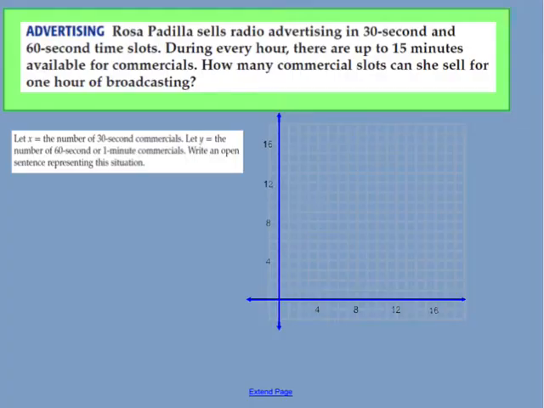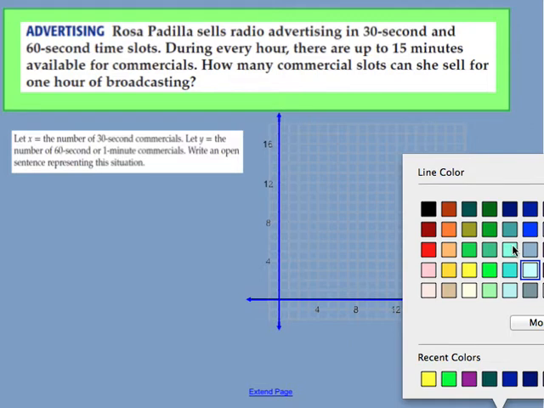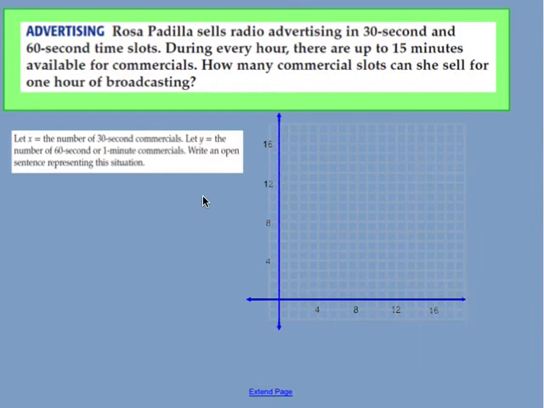Let's take a look at number 2. So, Rose Padilla sells radio advertising in 30-second and 60-second time intervals. Okay, so what I want to do is we have up to 15 minutes. So X is the number of 30-second and Y is the number of 60-second. So 15 minutes, well that's in minutes. So I actually want to put my X and Y in terms of minutes. So for every X 30-second commercial I have, I'm going to write that as 1/2 because 30 seconds is 1/2 of a minute. For every Y 60-second commercial, it's just going to be 1 because it's a 1-minute commercial.